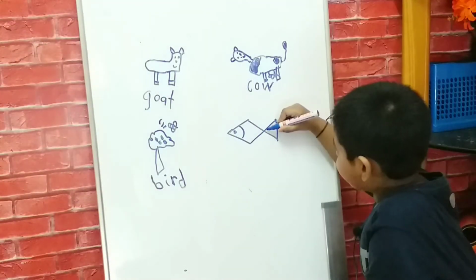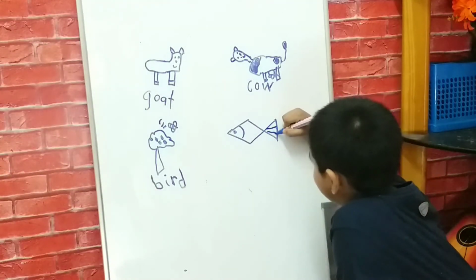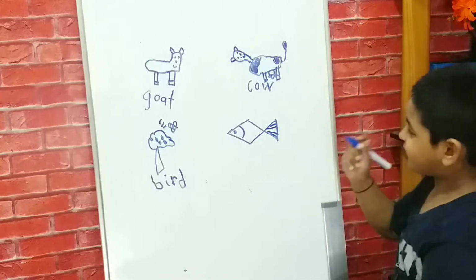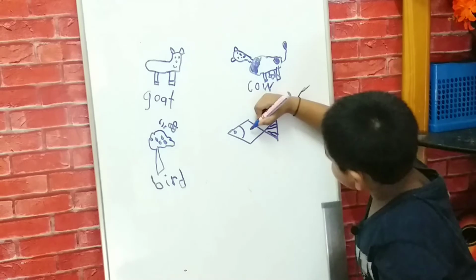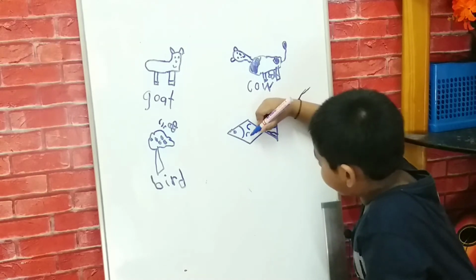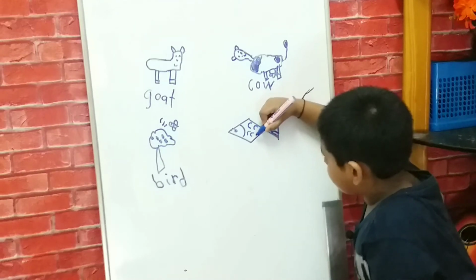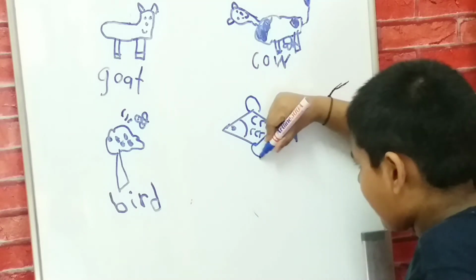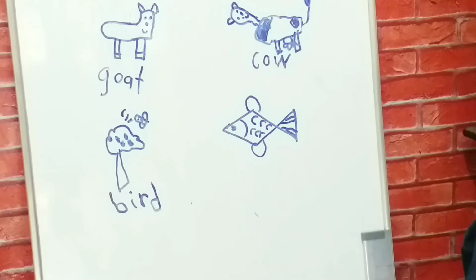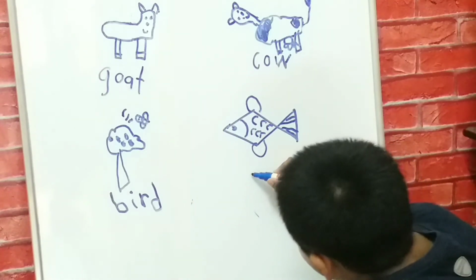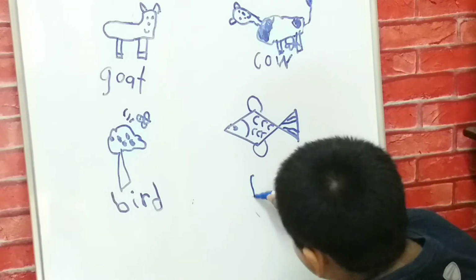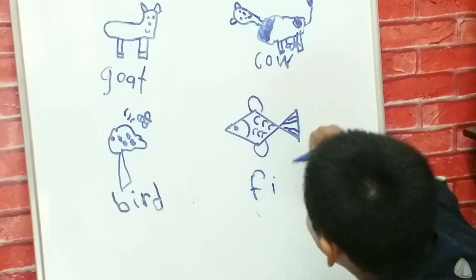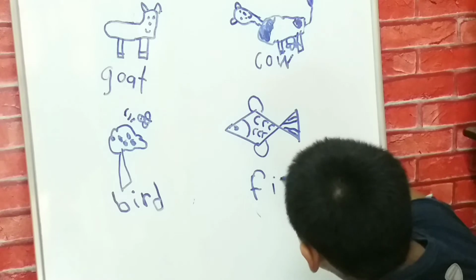After we draw, I draw in the fish already. He stood there. He said, this is a fish. Fish. Fish. Truck. This is a fish. F. I. S. S. H.